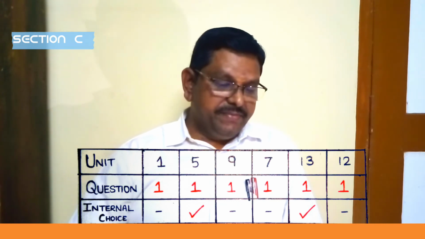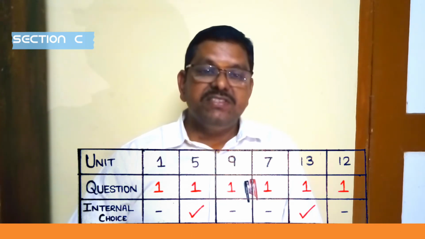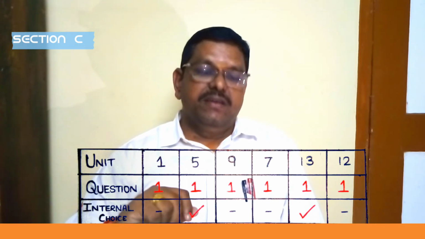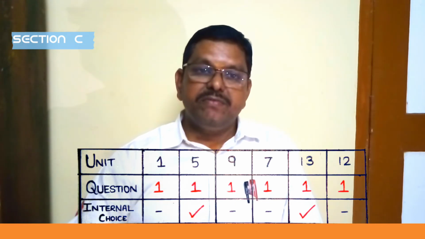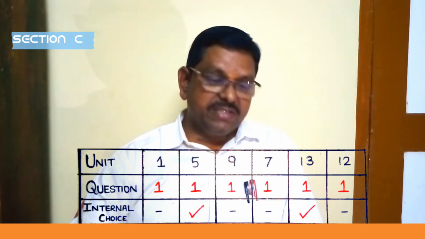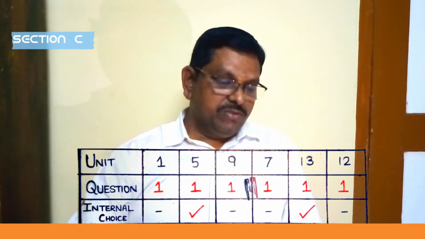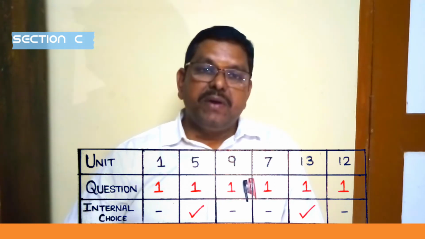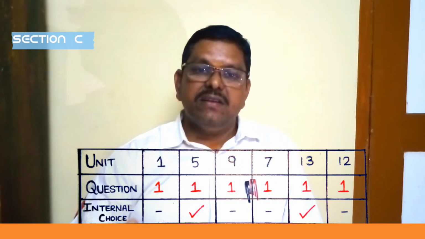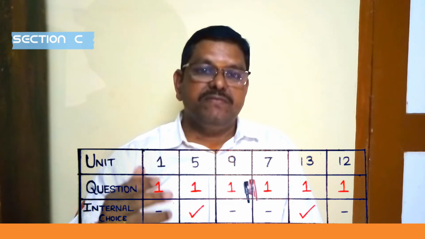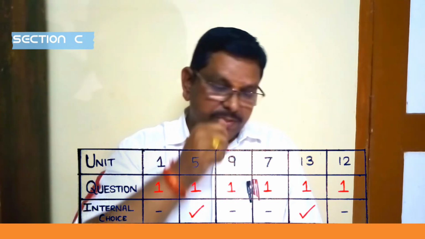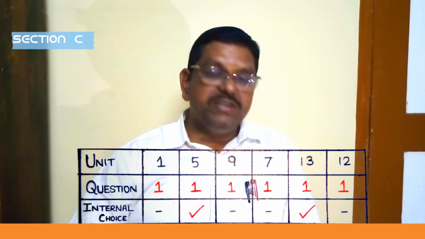The next one is taken from unit number 13, which is having the internal choice. Most probably the question may be from Bayes' theorem, or it may be based on binomial trials. So from 13.3 or maybe from 13.4 and 5. So here we have internal choice for unit number 13.